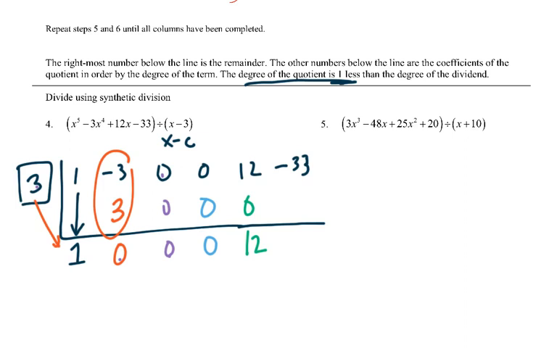3 times 12 is 36. Negative 33 plus 36 is 3. So again, this is my remainder. So I would have 3 over x minus 3. My constant is a 12. And this leading coefficient would be an x to the 4th.